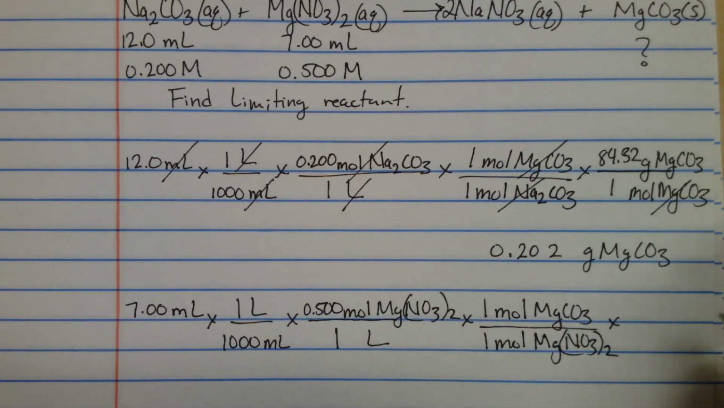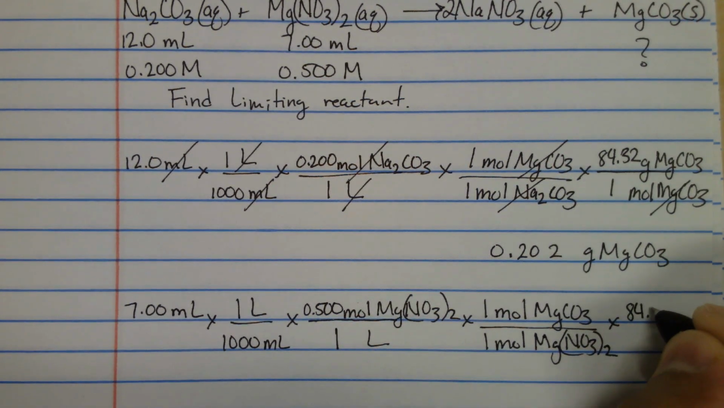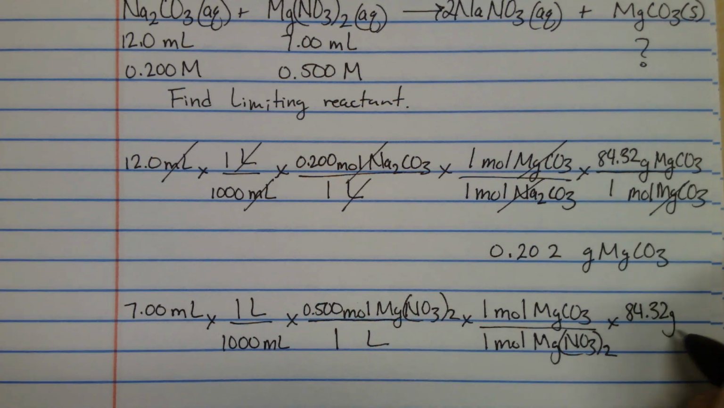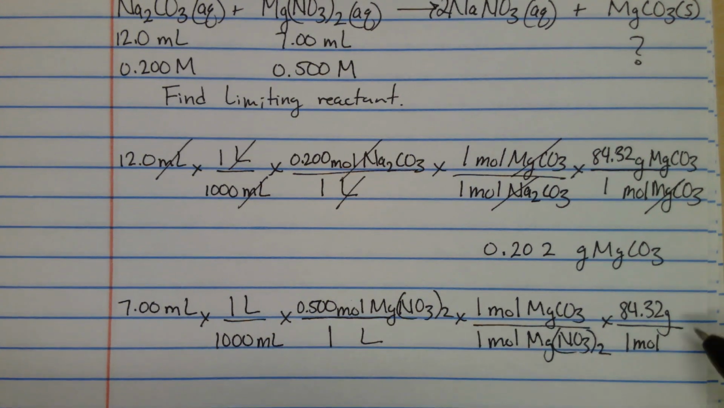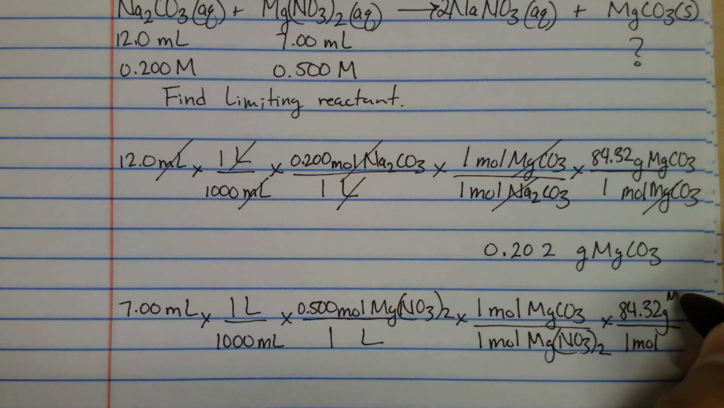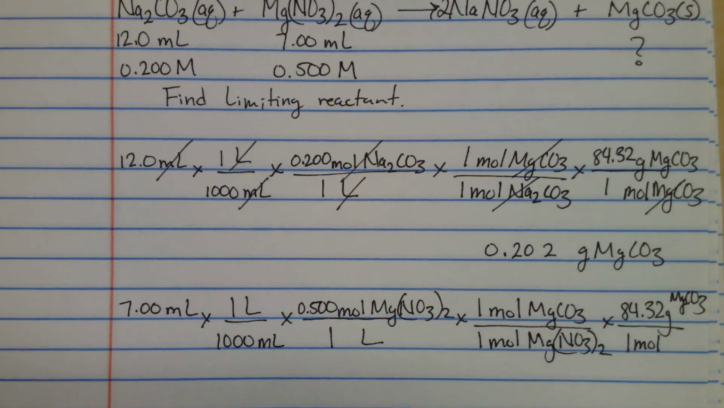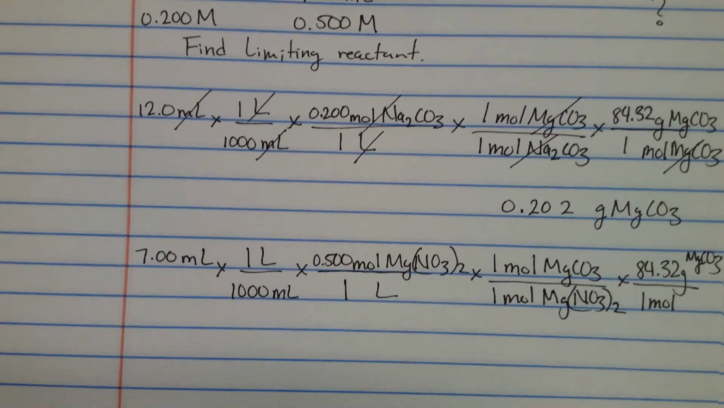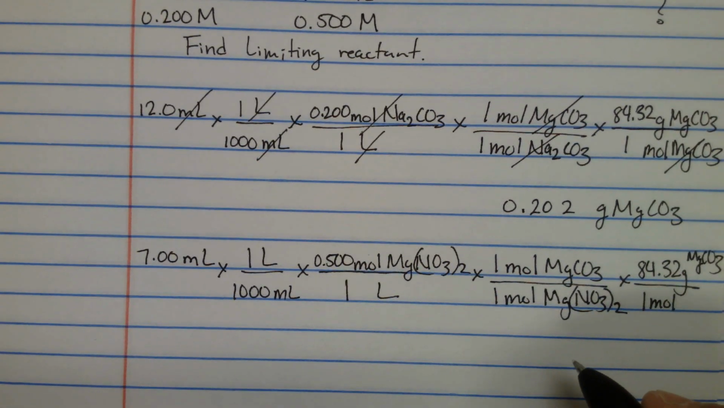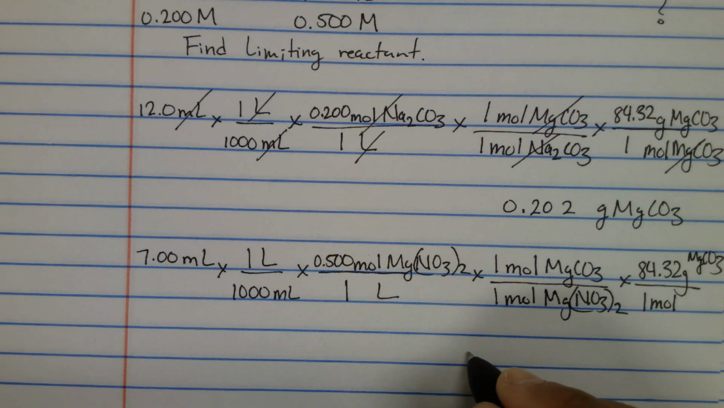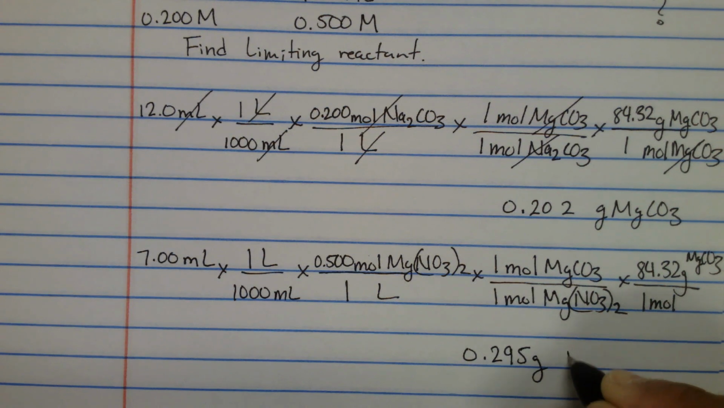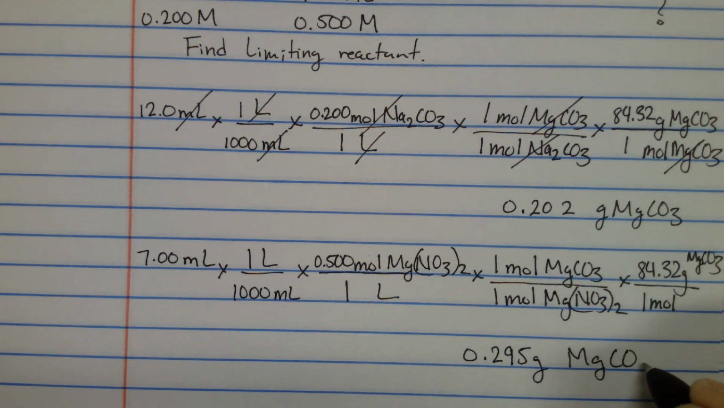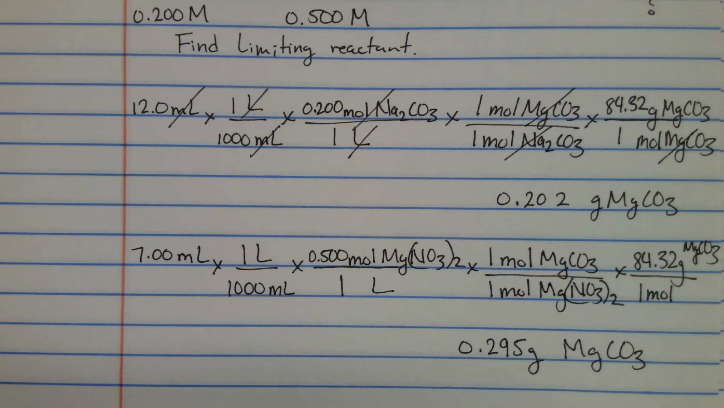And just like I did up here, I'll go ahead and convert to the mass. So notice this last step will be the same. Okay, I'm running out of space here, but this is the conversion to the mass of the magnesium carbonate. And when I run this calculation, I get a mass of 0.295 grams of the magnesium carbonate. So what does this mean?